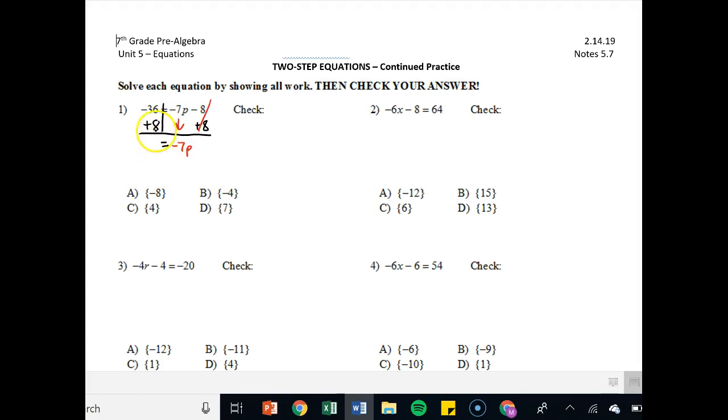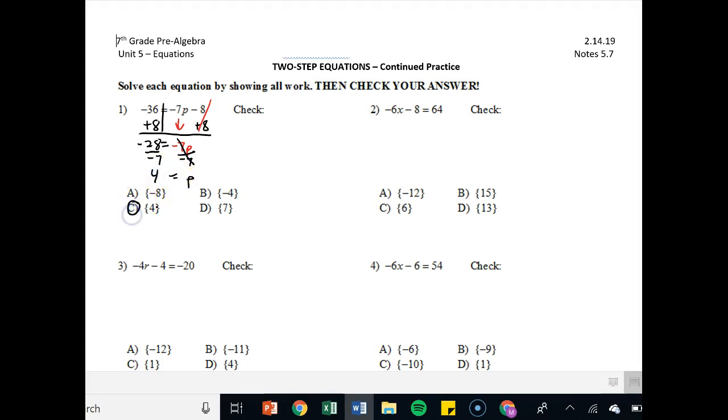The signs matter. Again, negative 36 plus 8 is negative 28. Signs matter. Please use your calculator to prove it to yourself. Then I'll go ahead and divide by negative 7. These cancel out because they're 1, so p is equal to a positive 4.